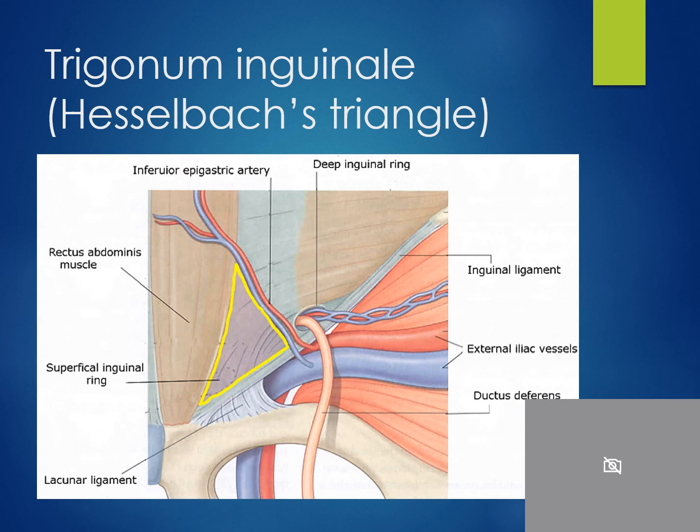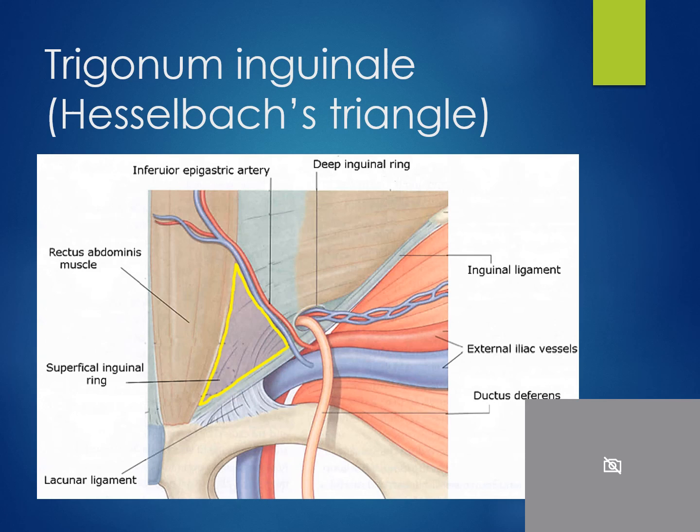Now I will give you an idea about a triangle that is present in the anterior abdominal wall, which is a weakness. If you can say about the anterior abdominal wall, this is a weak part or a weak triangle. This is called the Hesselbach triangle or the trigonum inguinale. Now this Hesselbach triangle is formed by three structures.